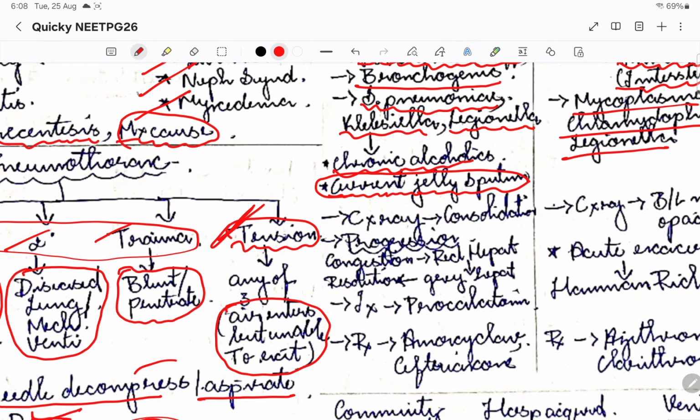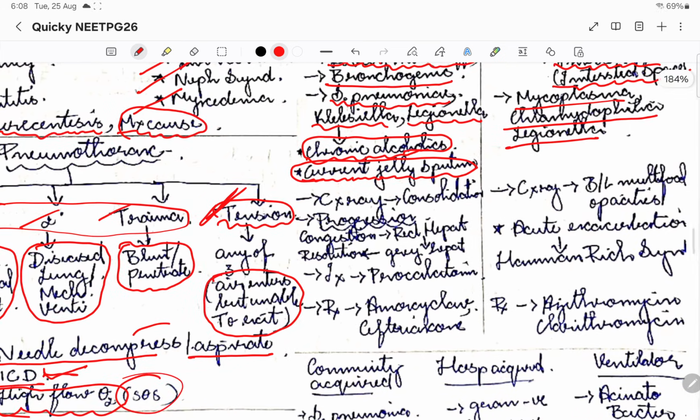We have also discussed this in general microbiology, right? So Klebsiella in chronic alcoholics, it will be the most risk. Okay, it is a risk factor.